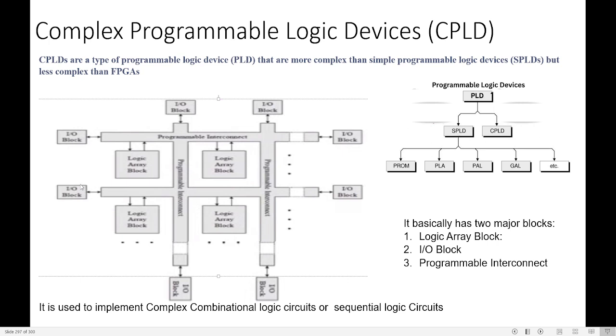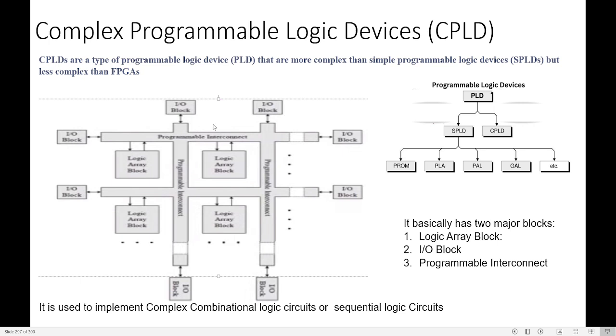Let us see the block diagram of CPLD. If we see this block diagram, we can understand that there are two major blocks. One is IO block, other one is logic array block. Apart from this IO block and logic array block, each and every single logic array block is connected together by what? Programmable interconnect.